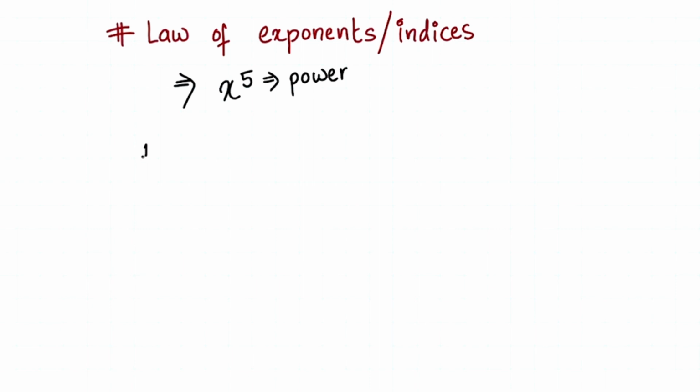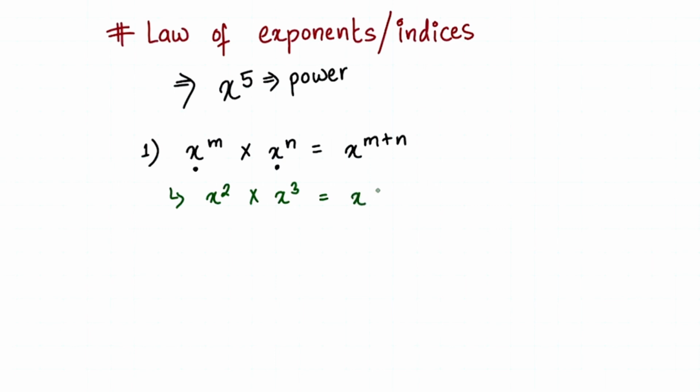Okay, so let's start. So first law is, let's say we have x to the power m times x to the power n. So if we have same base x and different powers m and n, and if we are multiplying these two things, what happens is the power gets added, okay? So we get m plus n. For example, if we had something like x to the power 2 times x to the power 3, then since the base is same, which is x, our power gets added. So we get x to the power 2 plus 3, which will be equal to x to the power 5. Okay, and that's our first law.